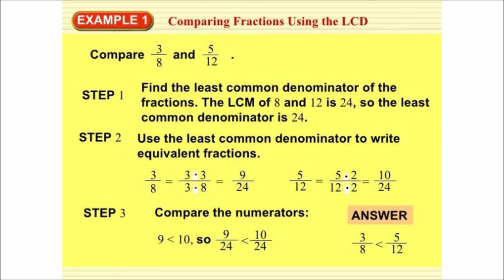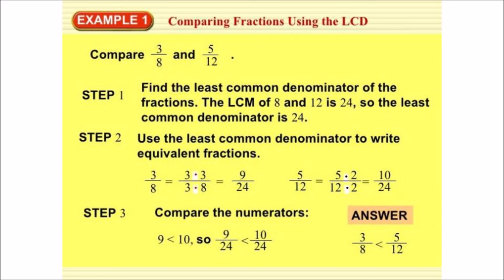Now we have the fractions 3 by 8 and 5 by 12. In these two fractions, neither the numerators nor the denominators are the same. So try to find the least common multiple or LCM of the denominators. The LCM of 8 and 12 is 24. So that is the least common denominator. We are going to follow the LCD method, that is, make the denominators 24.